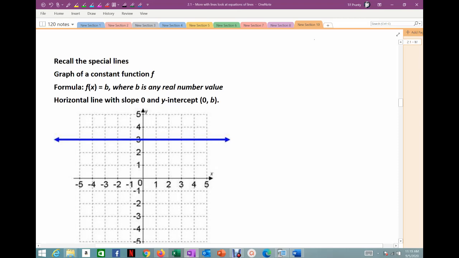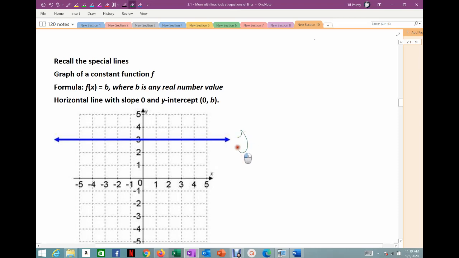Alright, so remember, the graph of a constant function, of the form f of x equals a number, where that number can be any real number value we want, is a special line called the horizontal line. Right, it's a flat line. It means it's neither increasing nor decreasing. It's flat, so the slope is 0, right? Because there's no change in y. The y values are all the same. They're all b. So we always hit the y value b.